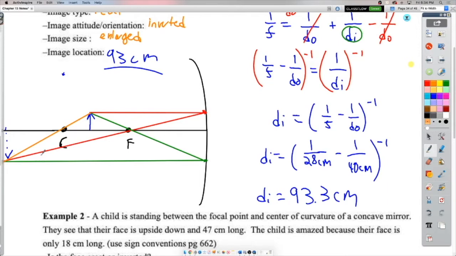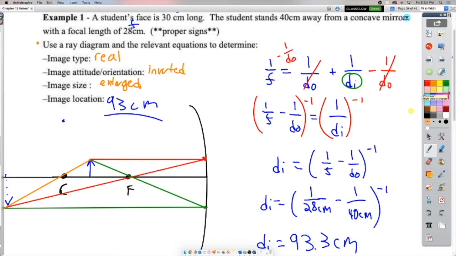So in a way, this tells us two things. DI, yes, it tells us the image location, but it actually also tells us real or virtual. So we got positive, so yes, real. Okay, we'll just put it in blue to show that our equation does confirm it too, right? It's positive, so that means real.